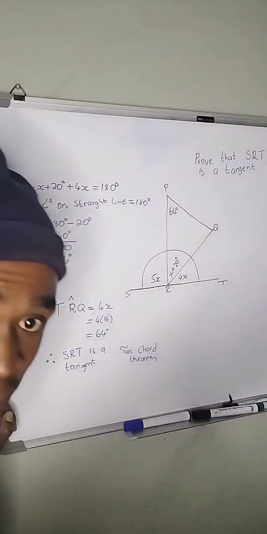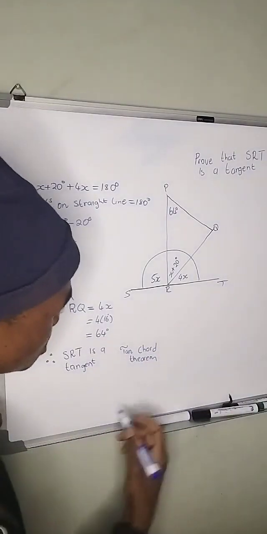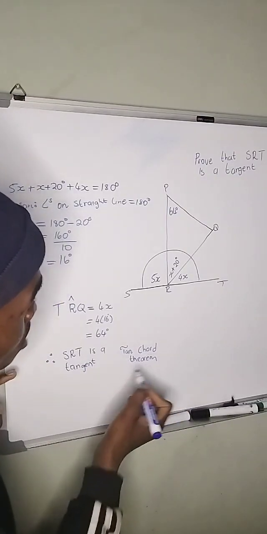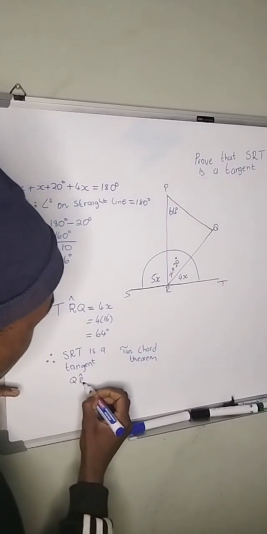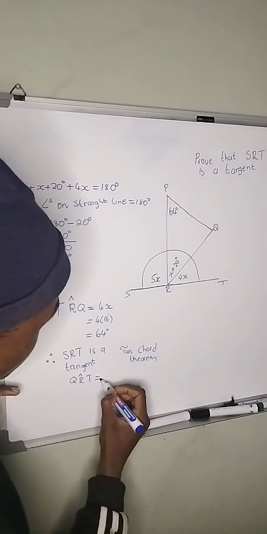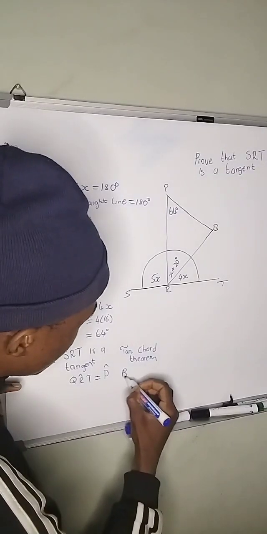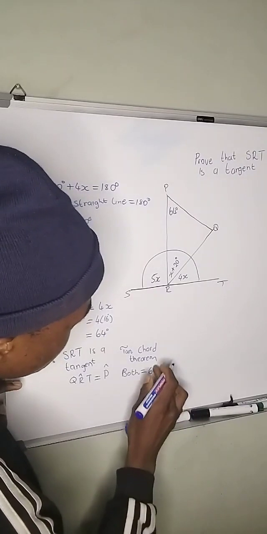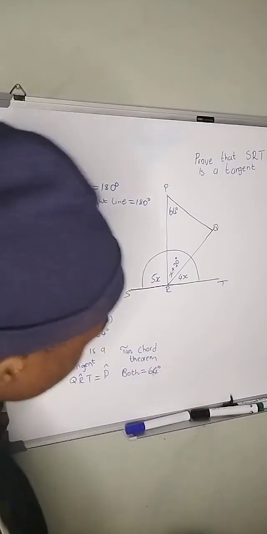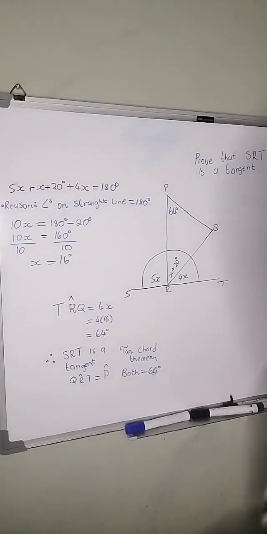And you specify, guys. You don't just leave it like this. After writing the tan chord theorem, you are going to say angle RTQ is going to be equal to angle P, and reason: both equal to 64 degrees. You are done after doing this.